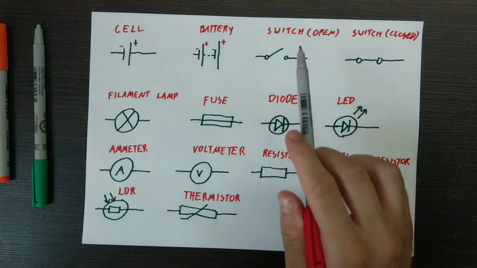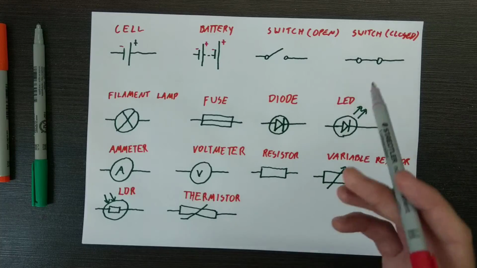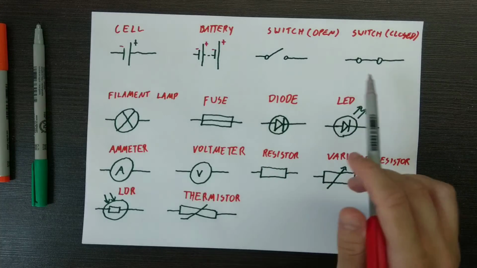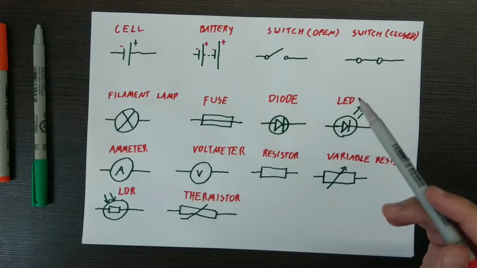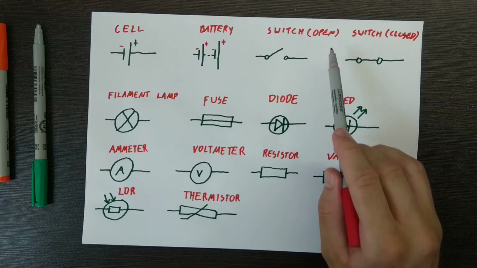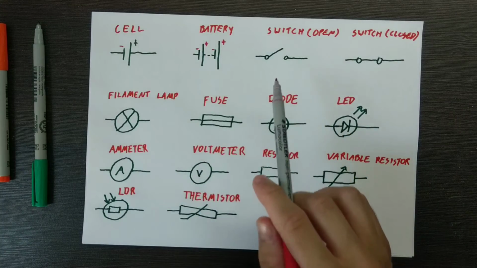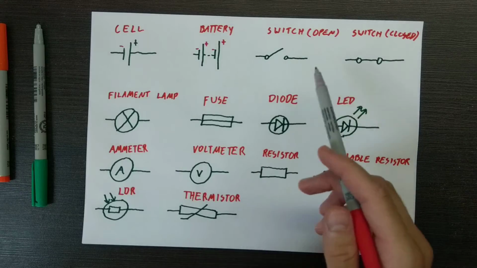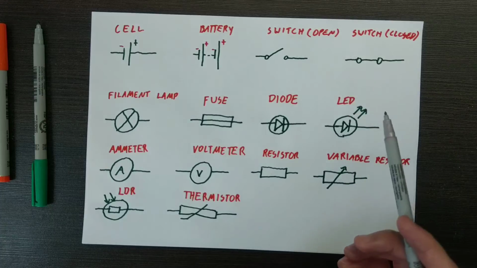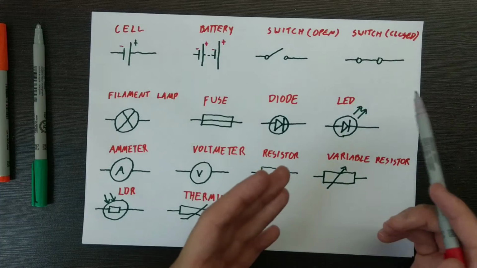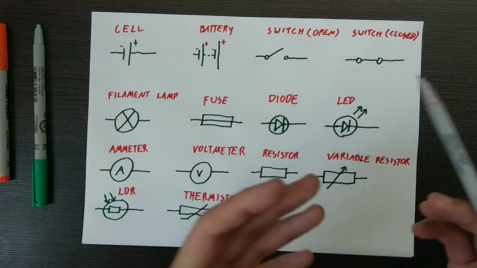Next one up, we have a switch. A switch is used in so many circuits, because a switch is a switch. It can turn the circuit on, it can turn the circuit off. So when the switch is open, we have broken the whole circuit, and therefore it will be off. It's not going to do anything. Whereas if we close the switch like so, it's pretty self-explanatory. The circuit is completed and therefore it's going to work. The device is turned on.